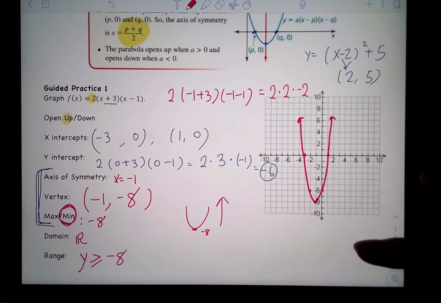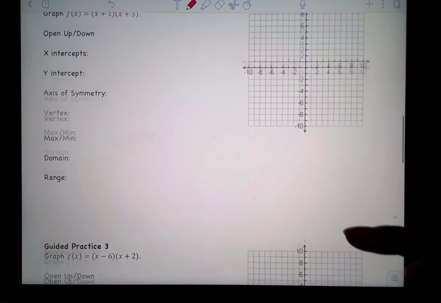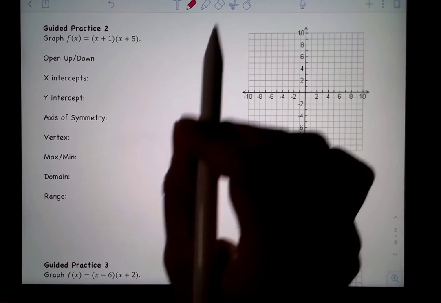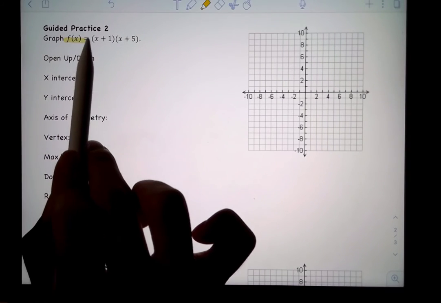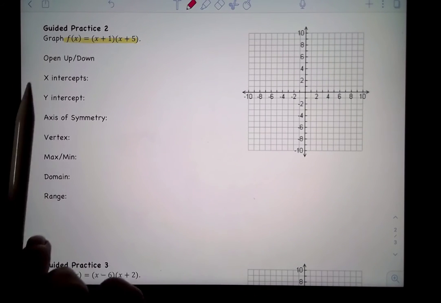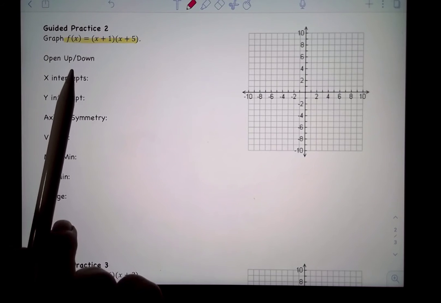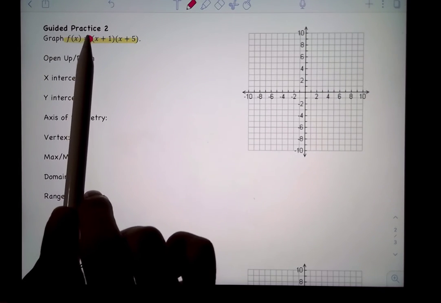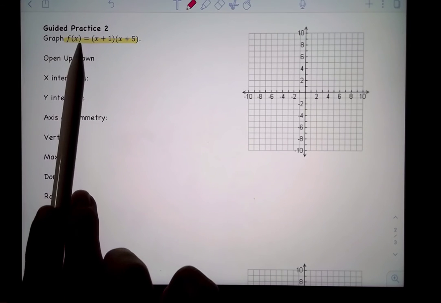Okay, guys. Practice, guided practice 2. So let's try this one. Right? So it's the same thing. So we got factored form. And tell me, the graph opens up or down? Look at your sign over here. It's nothing, right? Nothing there.